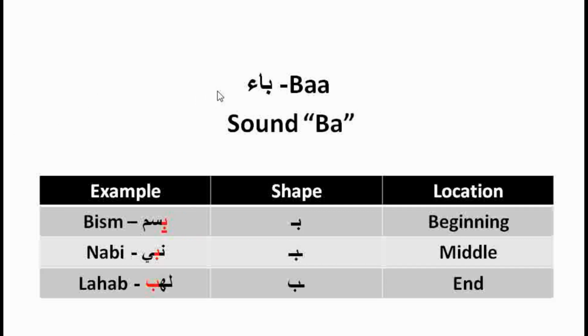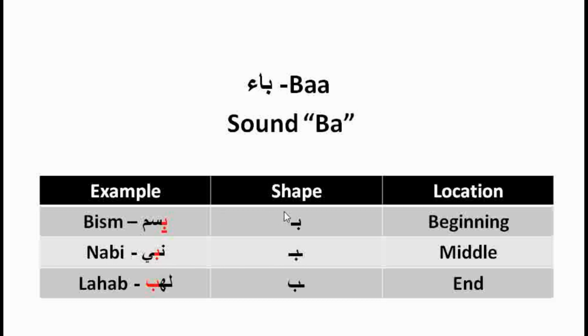Ba. This is how it looks when it comes at the beginning. An example is the word Bism, as in Bismillah ar-Rahman ar-Rahim. This is how it looks when it's in the middle. It can be connected before and after to two different letters. So this is how it looks. An example of this is the word Nabi, which means prophet. Nabi sallallahu alayhi wa sallam. And this is how it looks when it comes at the end of the word.